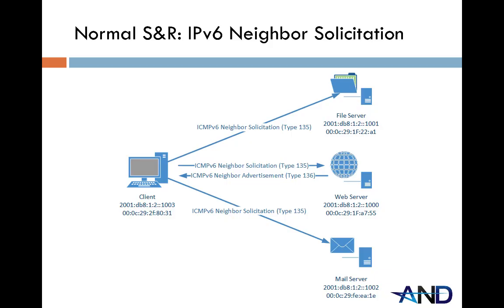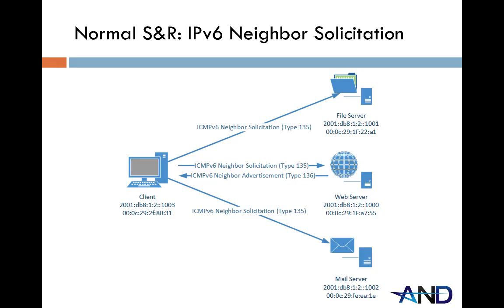In this process, the host 1003, the client in this case, sends a neighbor solicitation packet to every device on the network via multicast. This is an ICMPv6 type 135 packet, and it's going to all the devices. You notice it's going to the file server, the web server, the mail server. And it's basically saying, what is the MAC address for the device whose IP address is 2001:db8:121:1000? My MAC address is, and it gives the MAC address. So it's actually looking for a response to this. Now it's sent out to everyone via multicast. We've not talked about multicast in depth, but it's a more efficient way to send out traffic than broadcast in this case.